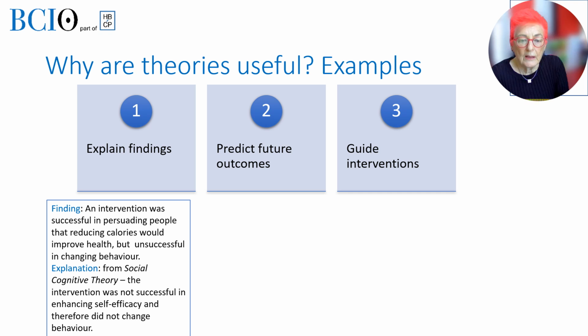For example, if we have a finding that an intervention was successful in persuading people that reducing calories would improve health, but unsuccessful in changing behaviour, if we seek an explanation from social cognitive theory, we might suggest that this intervention was not successful in enhancing self-efficacy and therefore did not change behaviour, so it would allow us to explain that finding.